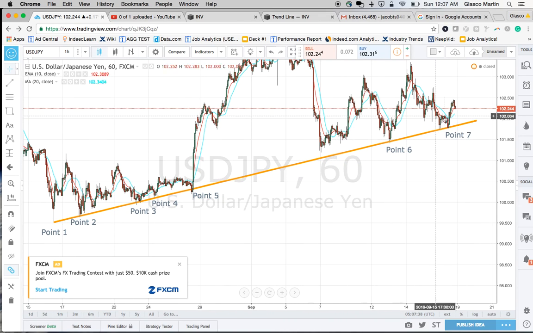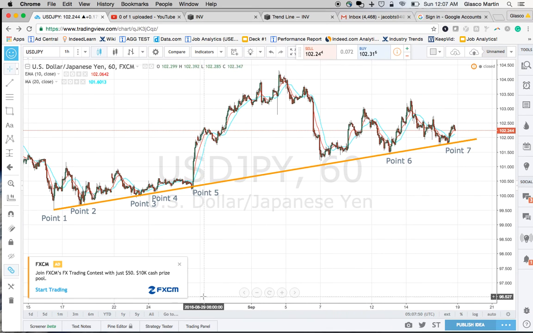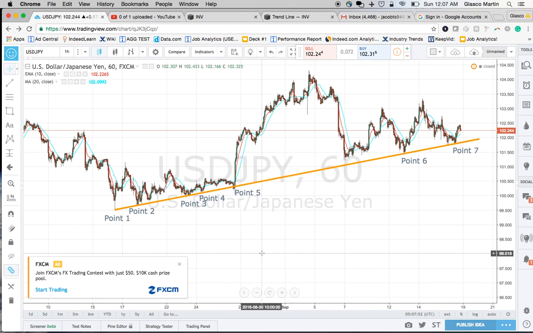And say none of this was here, and you just drew this right here. Well, you can draw it into the future and then wait for the market to hit this trend line or this channel. So that's how I will draw the trend line. I'll draw some more examples.